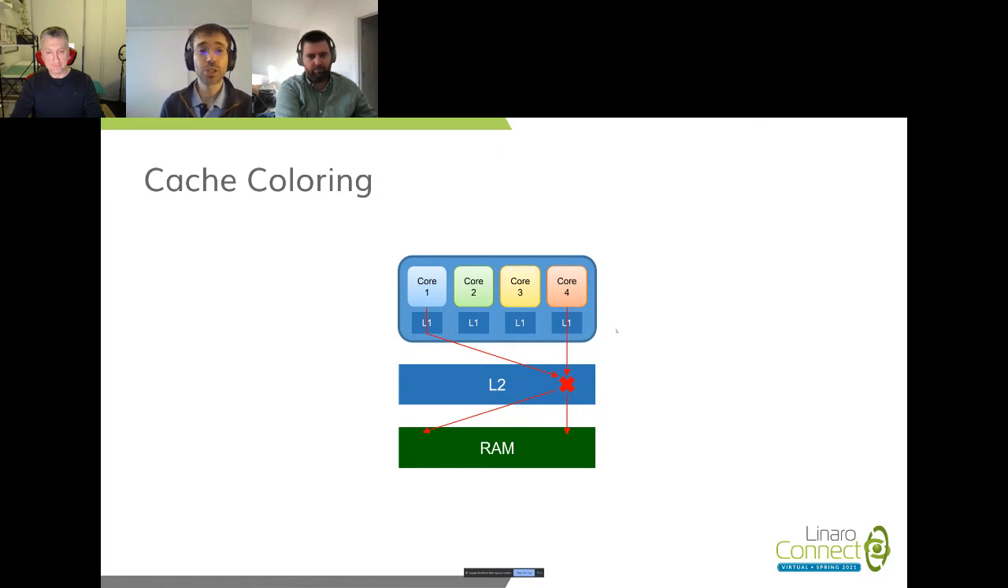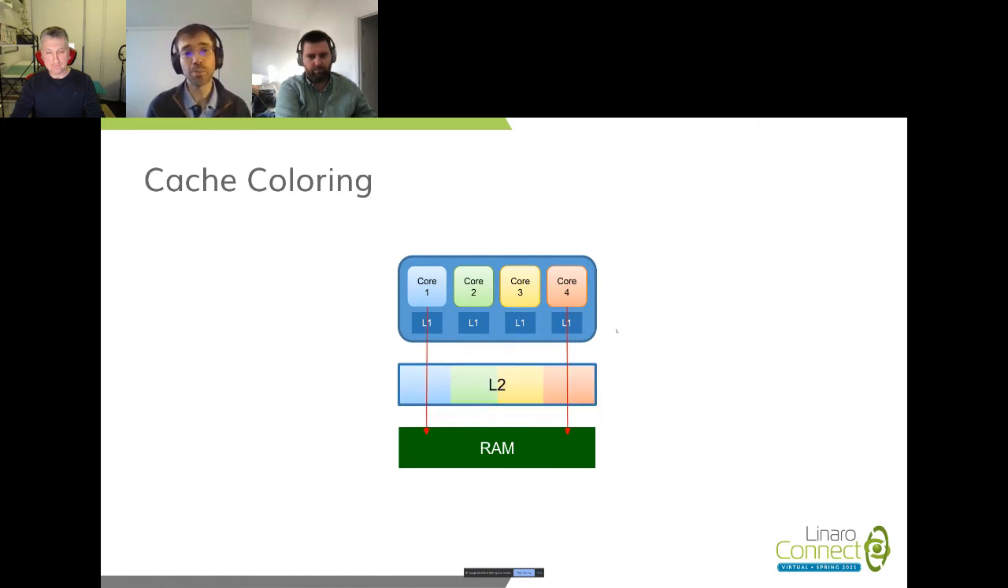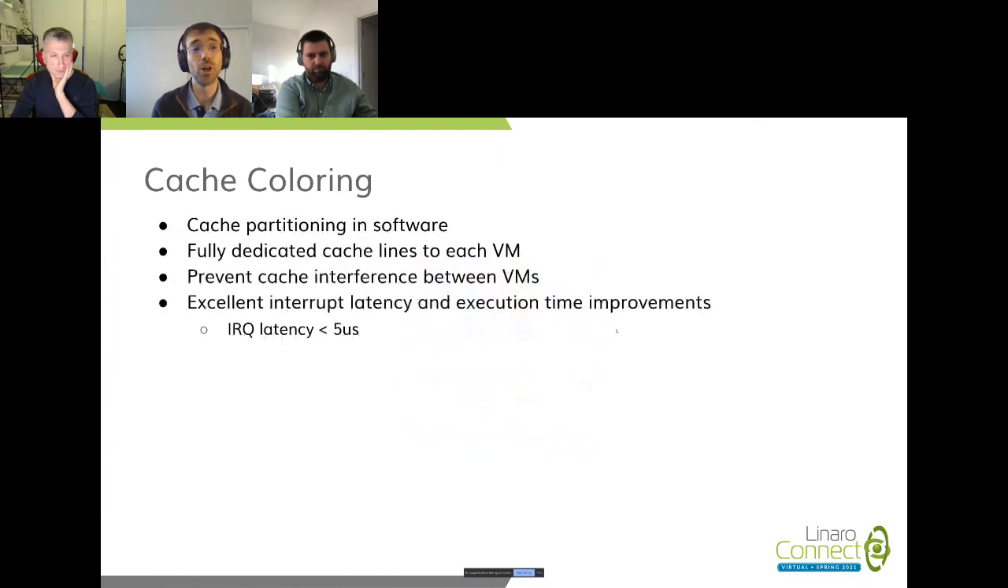And the solution is cache coloring. Thanks to a smart memory allocation technique in the hypervisor, you end up splitting the L2 cache into different subsets and giving a different subset of cache lines to different VMs. That way, there can be no cache interference because there are no shared cache lines anymore. And the result is you have a lot lower IRQ latency. More importantly, you have a lot more deterministic IRQ latency, very little variation in times, and also a lot more deterministic execution times in general.